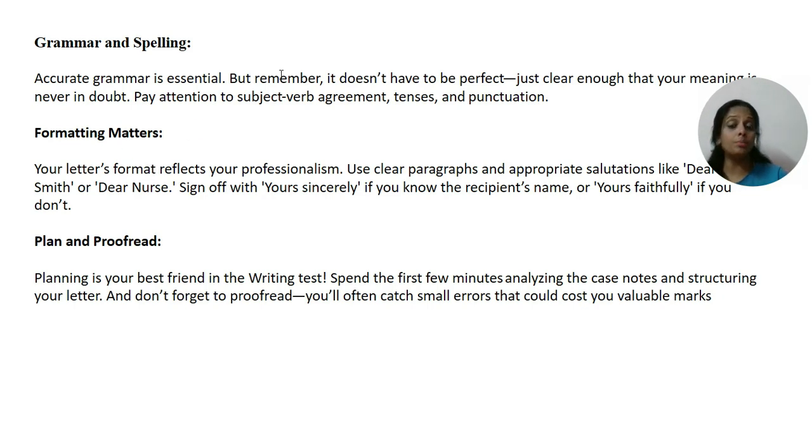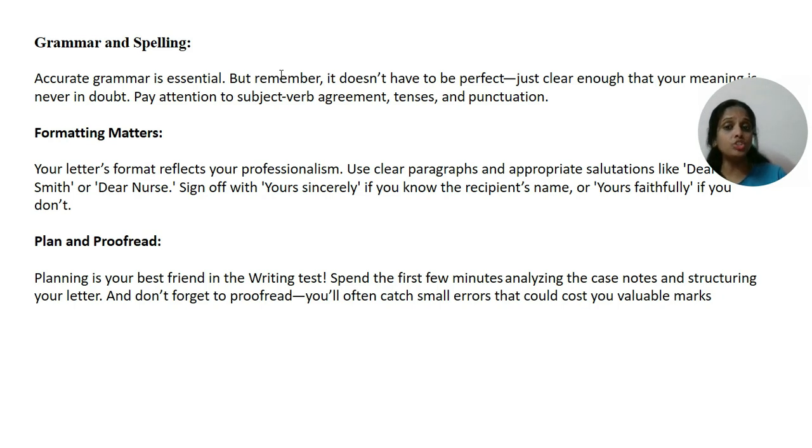Because your letter's format reflects your professionalism. You need to use clear paragraphs and appropriate salutations like Dear Dr. Smith or Dear Nurse. Sign off with yours sincerely if you know the recipient's name, or you can sign off with yours faithfully if you don't know the name.